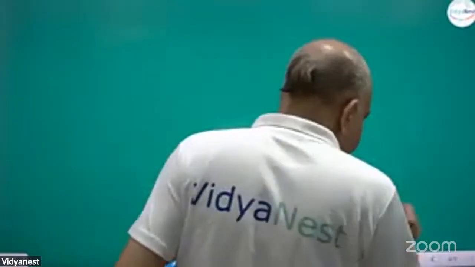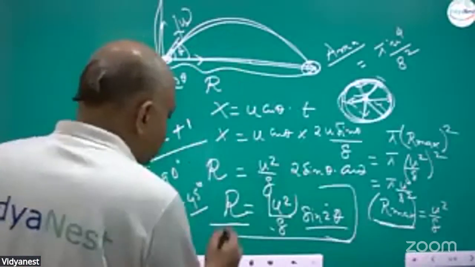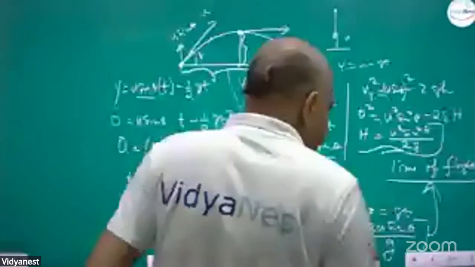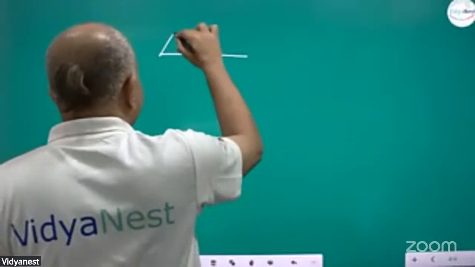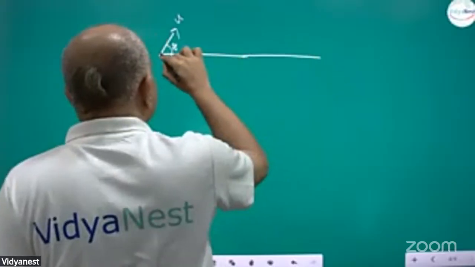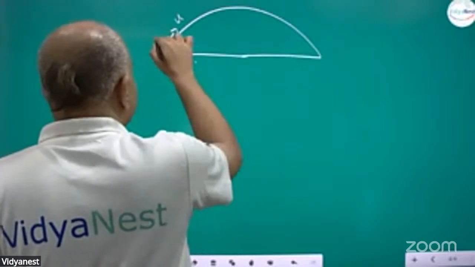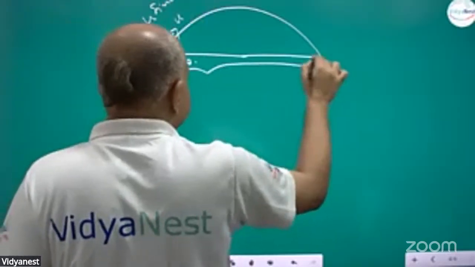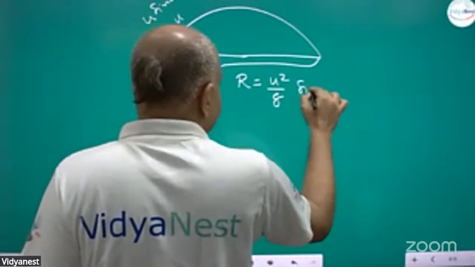Now see, we got the expression of the horizontal range like this: u square by g sine 2 theta. This is theta, this is u cos theta, and this is the vertical component u sine theta. The range is equal to u square by g sine 2 theta.